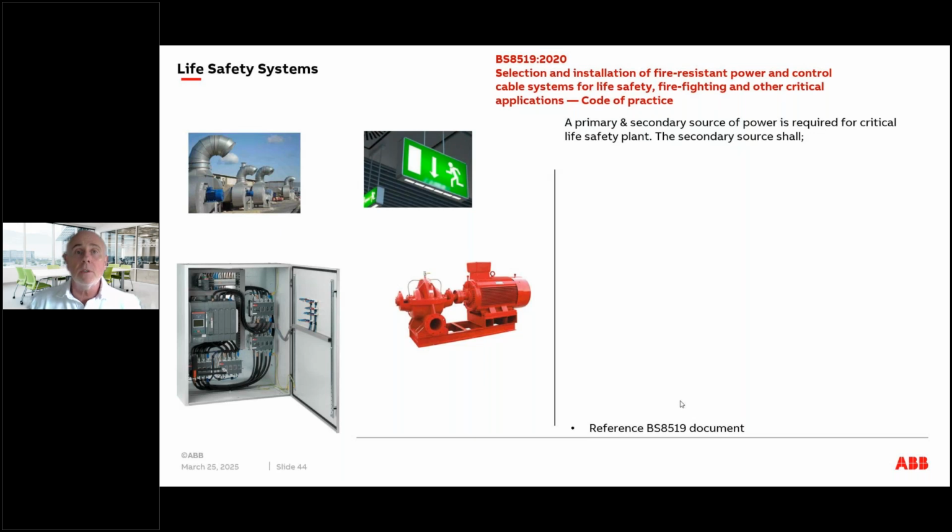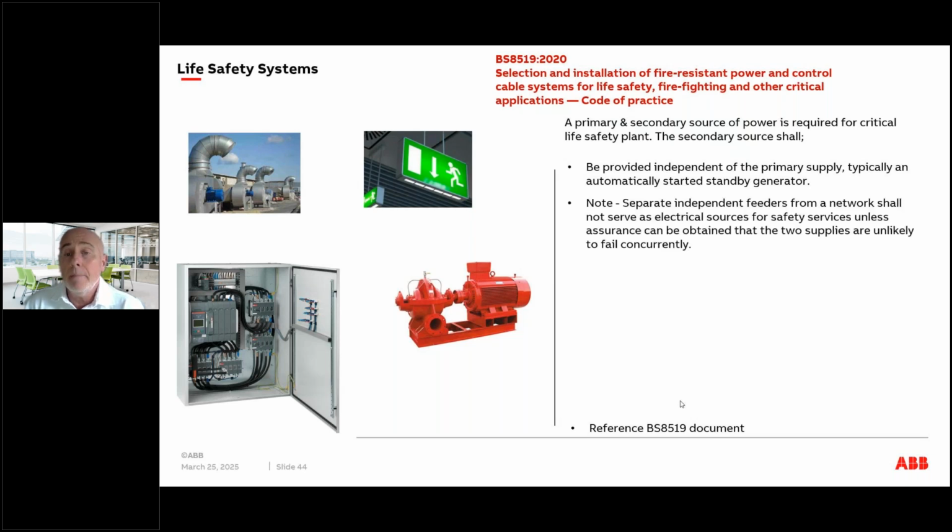So going back to BS 8519, we've picked out other extracts within this standard. Looking at the primary and secondary source of power required for critical life safety plant, this defines now what that secondary source shall be. It states, be provided independent of the primary supply, typically an automatically started standby generator, exactly similar to the one that we saw at the start of the talk.